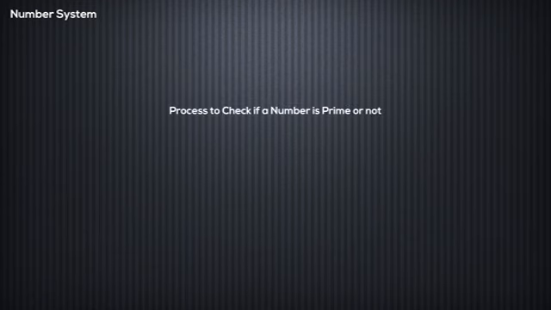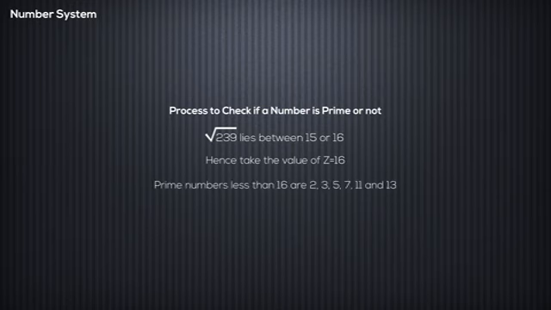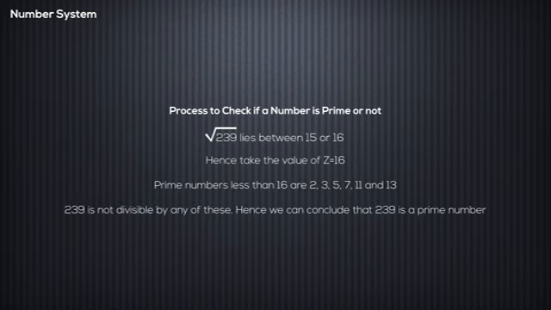Let's see the process to check if a number is prime or not. Take the square root of the number, round the square root to the next highest integer. Call this number z. Check for divisibility of the number n by all prime numbers below z. If there is no number below the value of z which divides n, then the number will be prime.